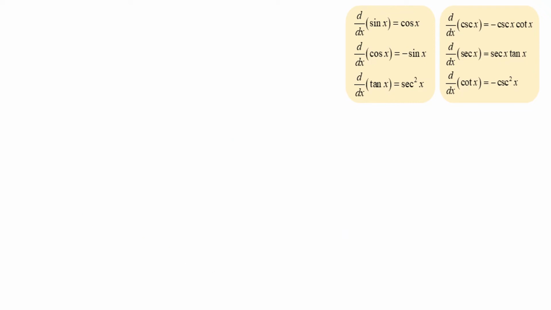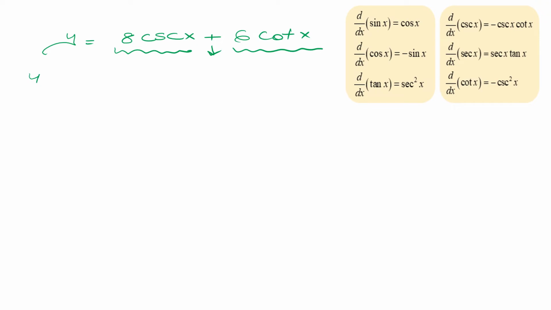Now what if they ask you to take the derivative of, for example, 8 cosecant x plus 6 cot x. Now you can see that sum and difference, according to the sum and difference rule of derivatives, you have to take the derivatives separately. So the derivative of 8 cosecant x. Here you will apply the constant multiple rule. So write the 8 as it is.